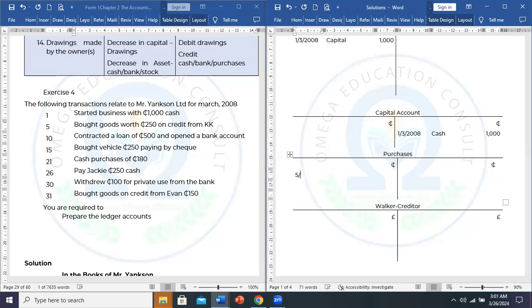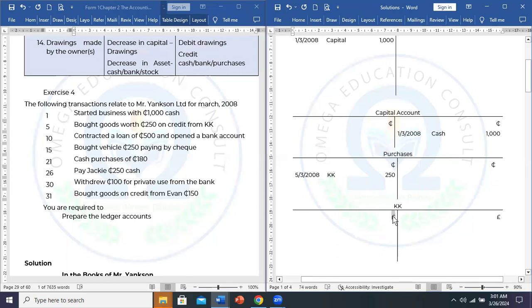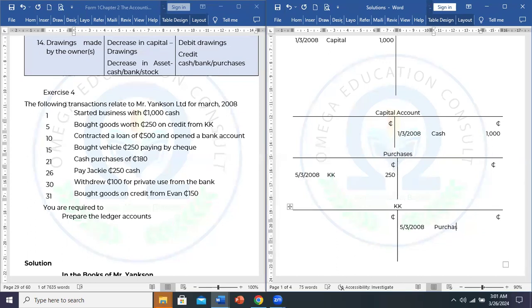Okay, so 5th March 2008. The details will be KK, which is the supplier who gave us the goods, the amount of 250. So we debit purchases and we credit the supplier, who is KK. Let me change the currency for KK as well. We credit KK on the 5th of March 2008. The narration will be purchases. So there we have it.